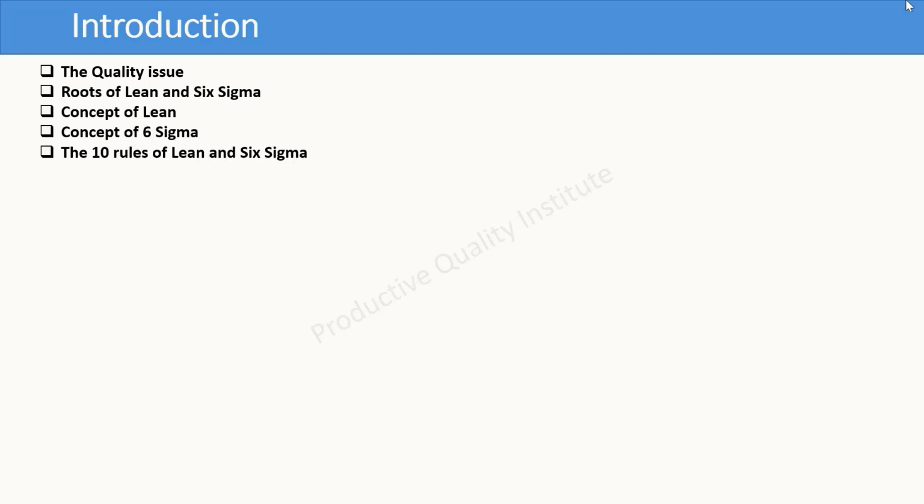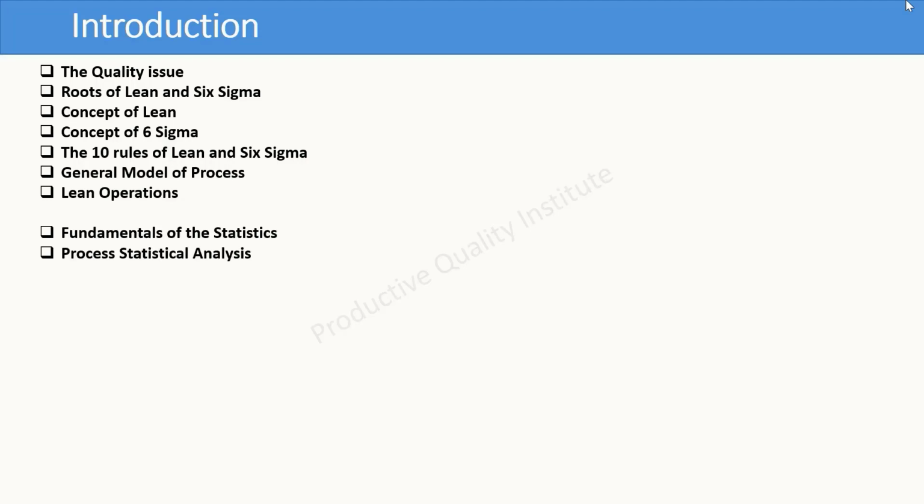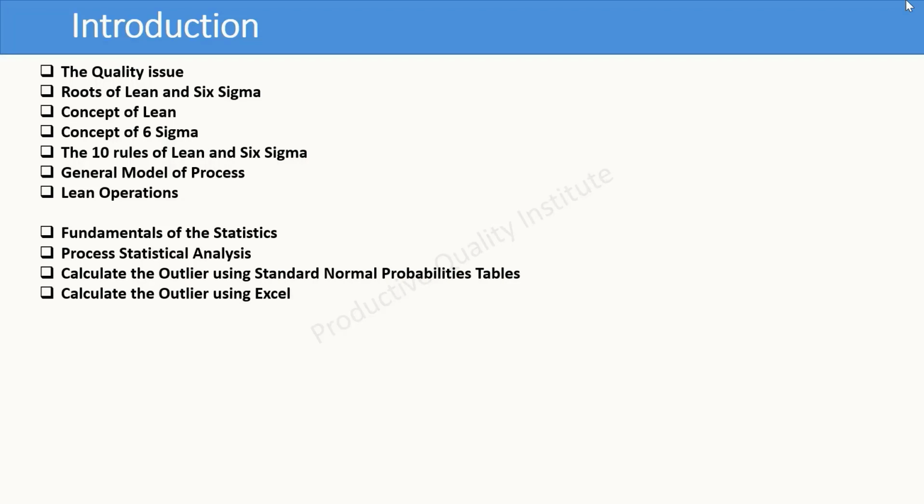The 10 rules of Lean and Six Sigma. General model of process. Lean operations. Fundamentals of the statistics. Process statistical analysis. Calculate the outlier using standard normal probabilities tables. Calculate the outlier using Excel. Exercise on the statistical analysis.